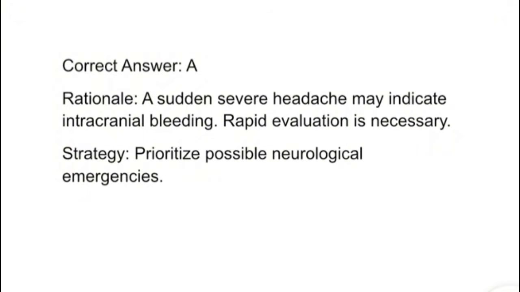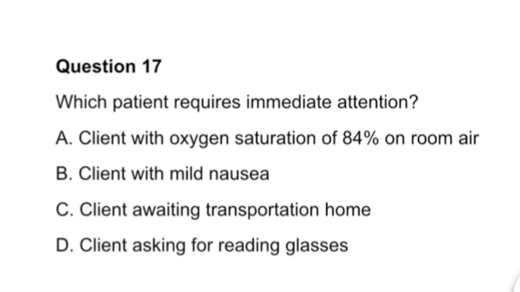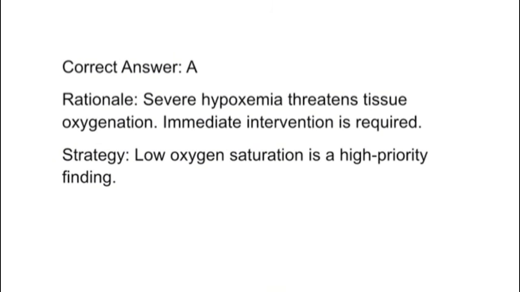Rapid evaluation is necessary. Strategy. Prioritize possible neurological emergencies. Question 17. Which patient requires immediate attention? A. Client with oxygen saturation of 84% on room air. B. Client with mild nausea. C. Client awaiting transportation home. D. Client asking for reading glasses. Correct answer. A. Rationale. Severe hypoxemia threatens tissue oxygenation.